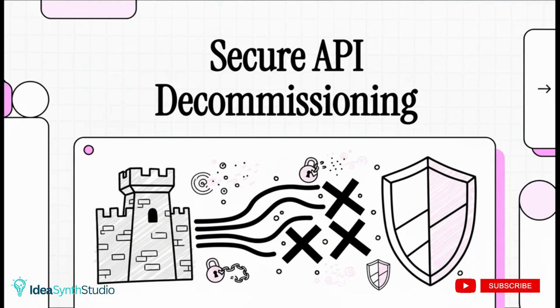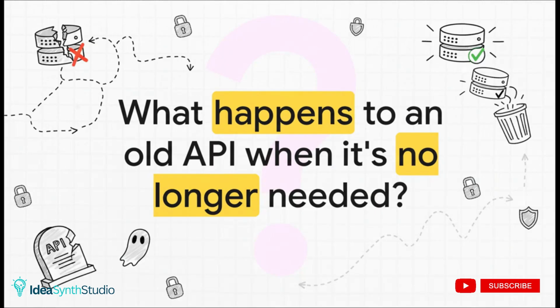You know, when we talk about API security, our minds almost always jump to protecting the live services we're using right now. But what about the ones we've left behind? Today, we're digging into API decommissioning, and let me tell you, it's not just about tidying up. It's an absolutely critical security procedure. It's a pretty straightforward question, right? But the answer? Well, that's where things get interesting.